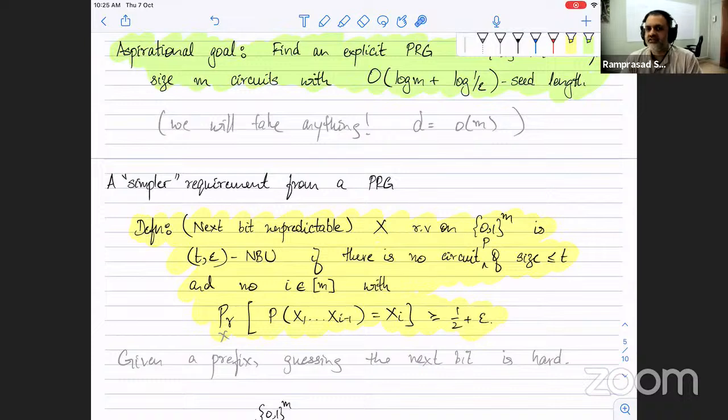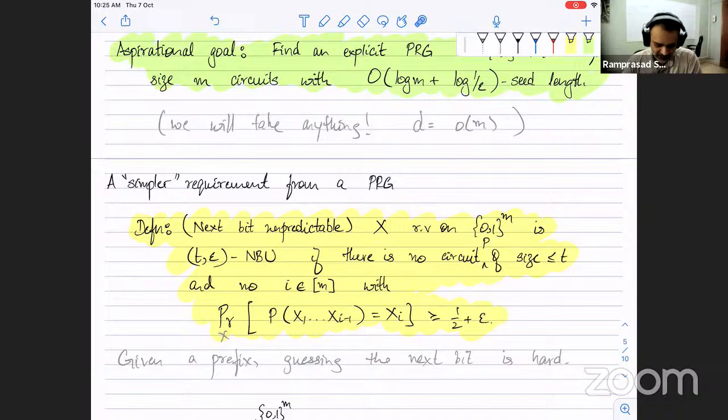Okay, so I hope the definition is clear. To me, this certainly feels like a simpler ask than saying that P should not be able to differentiate this from the uniform distribution. So hopefully constructing next bit unpredictable distributions is a little easier.